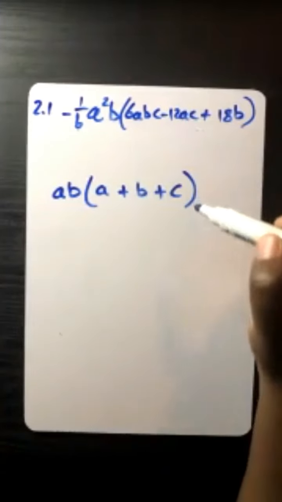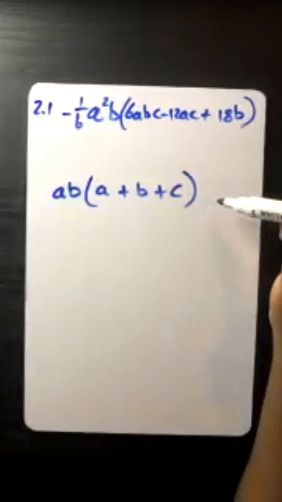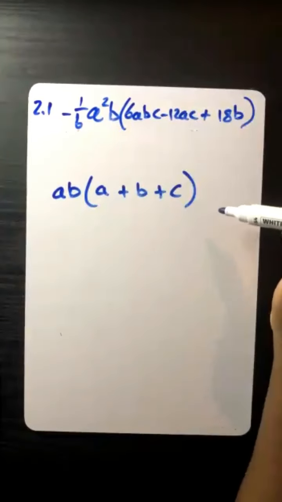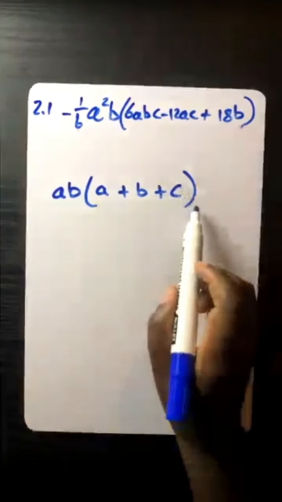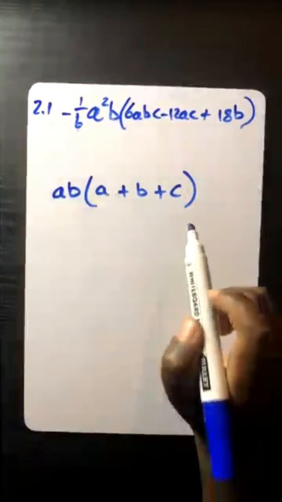So Shreyas, this is an expression. Why is it an expression? It is because I don't see an equal sign. When I don't see an equal sign, what does it mean? It means I have to simplify this given expression into its simplest form.